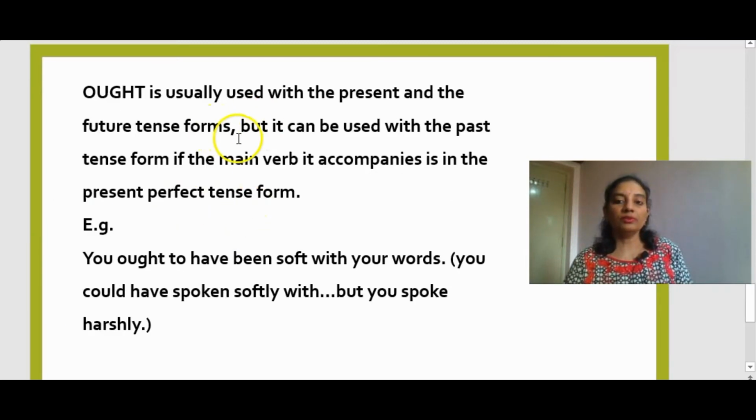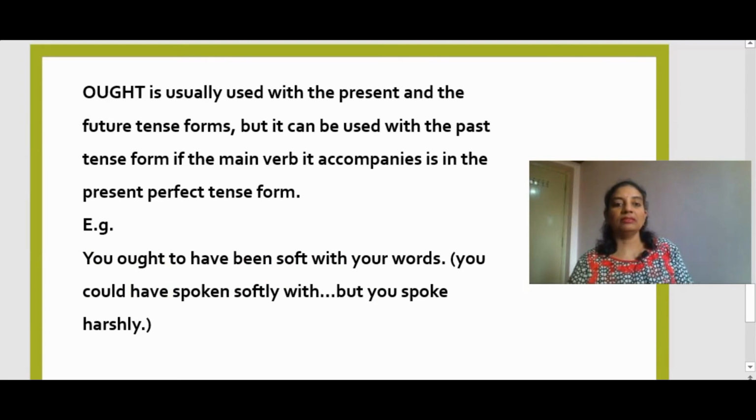Ought is usually used with the present and the future tense forms, but exactly like must or should, it can be used with the past tense form if the main verb it accompanies is in the present perfect form, that is V3 form. Look at the example. You ought to have been soft with your words, but you did not do that. You were really harsh with your words, but you ought to have been soft. The other person is offended very badly. You could have controlled yourself. That's what I mean to say. You ought to have been soft with your words.